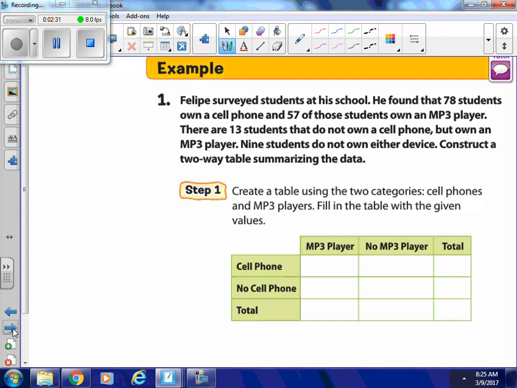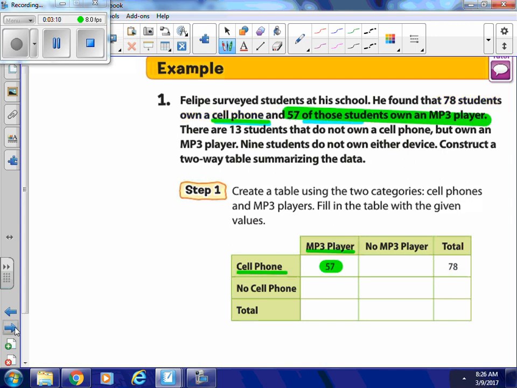Our two categories are owning an MP3 player or not and having a cell phone or not. Let's plug in some of the numbers they've given us. First of all, they tell us that there are 78 students that own a cell phone. Owning a cell phone, we know nothing about the MP3 player, so guess what? That 78 is my total cell phone owners. Now watch out for the next part. And 57 of those students, so we're talking about 57 of these 78 that own an MP3 player, that's going in here.